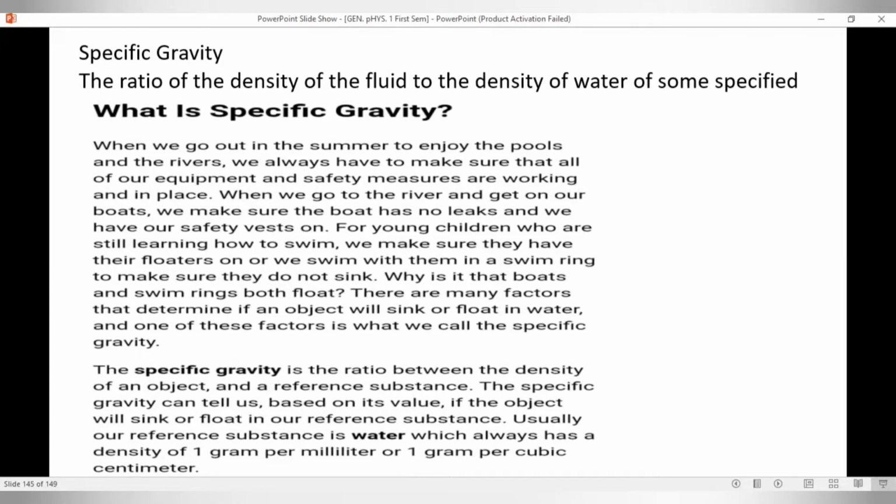Why is it that the boats and swim rings both float? Bakit nga ba lumulutang yung mga boats and swim rings? There are many factors. So ano yung mga factors na yan? If an object will sink or float in water. And one of these factors is what we call the specific gravity. So one of the significant factors is the specific gravity. So as we define it, the ratio between the density of an object and a reference substance.